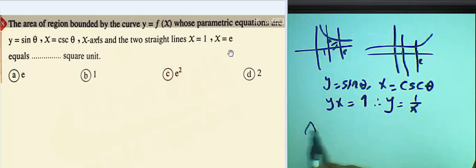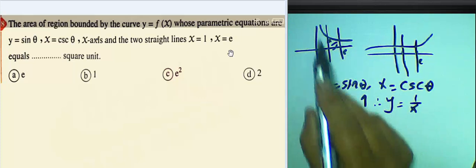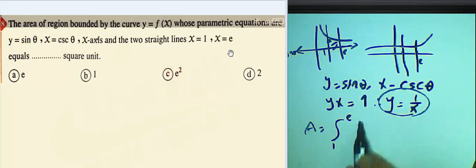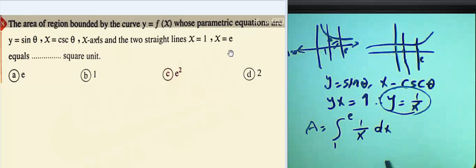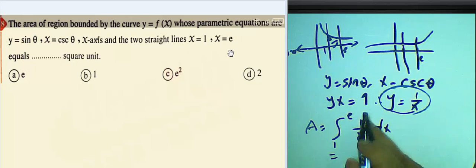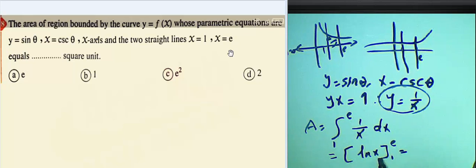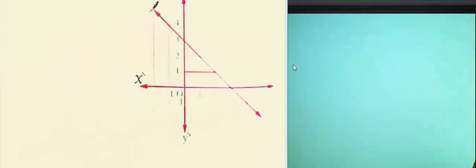So the area will be the integration from 1 to e of up minus down. Down here y equals 0 and up is 1 over x, dx. For the integration of this function, we know the numerator is the derivative of the denominator, so it will be ln x from 1 to e. Put e, it will be ln e equals 1, minus ln 1 equals 0, so the result will be 1. Choose letter B. Next question here.